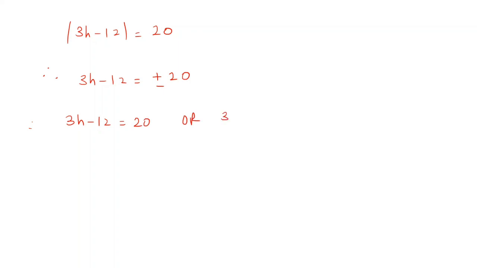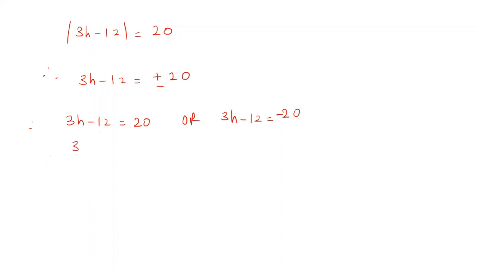So finally we have modulus of 3h minus 12 is equal to 20. Now whenever I remove the modulus, we get positive and negative on the opposite side. So I have to write plus or minus 20. Now 3h minus 12 is equal to plus 20, or I can say 3h minus 12 is equal to minus 20, right? So it is negative 20.